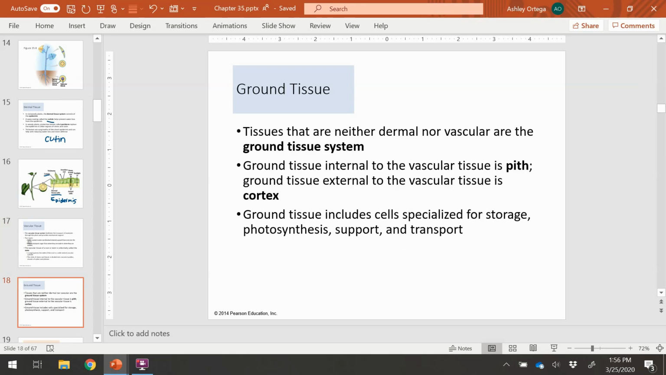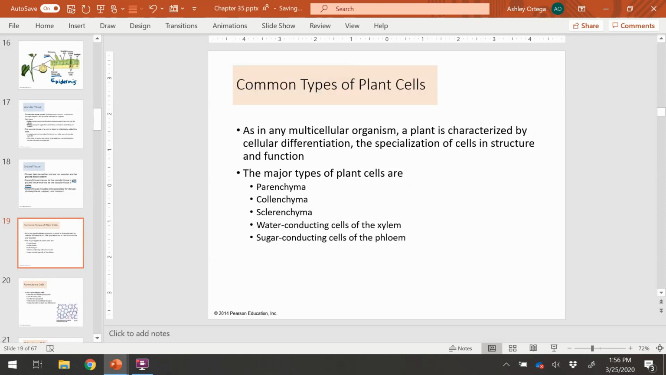In terms of ground tissue, the pith and the cortex are things you want to know. Anything that's internal to vascular tissue, that means it's more central or towards the inside of the tissue, will be the pith, whereas if it's outside of the vascular tissue, it's called the cortex. And that's just to help define where it is according to vascular tissue. All right, so that's the extent of what we'll want to know there for those things.